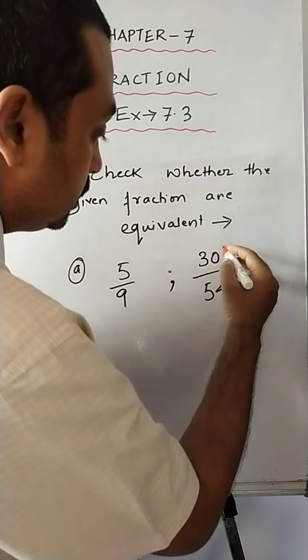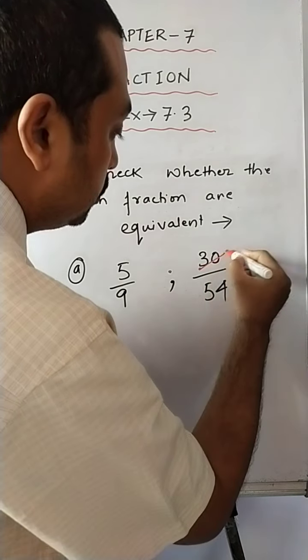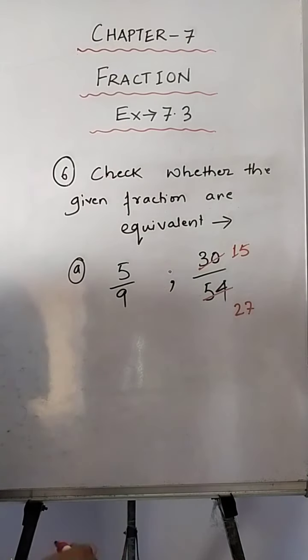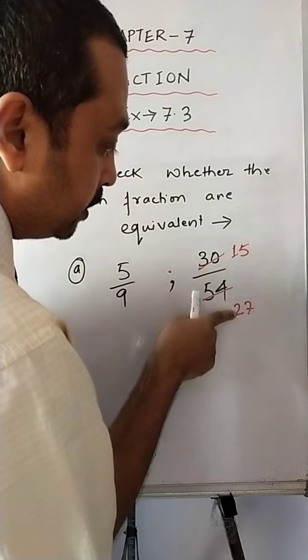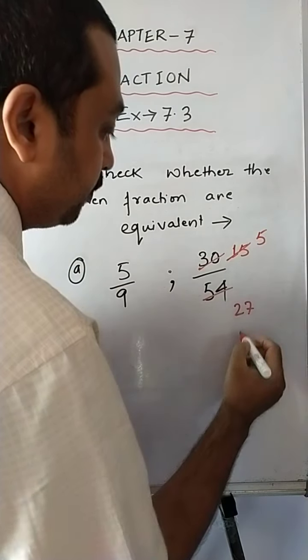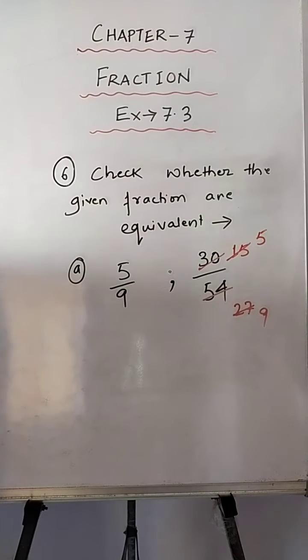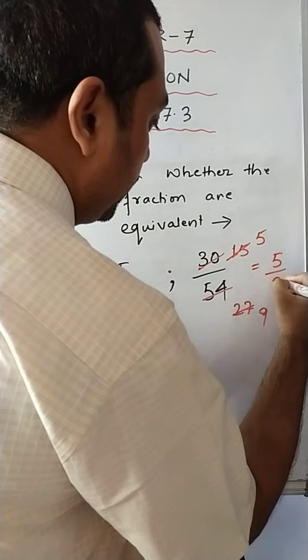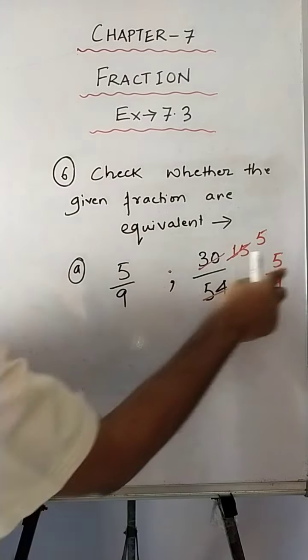So let us reduce. These two numbers can be reduced by 2. 2 15s are 30, 2 27s are 54. Now again these two numbers have 3 as a common factor, so we will divide by 3. 3 5s are 15, 3 9s are 27. So what is the answer? 5 by 9. See, both the fractions are equivalent.